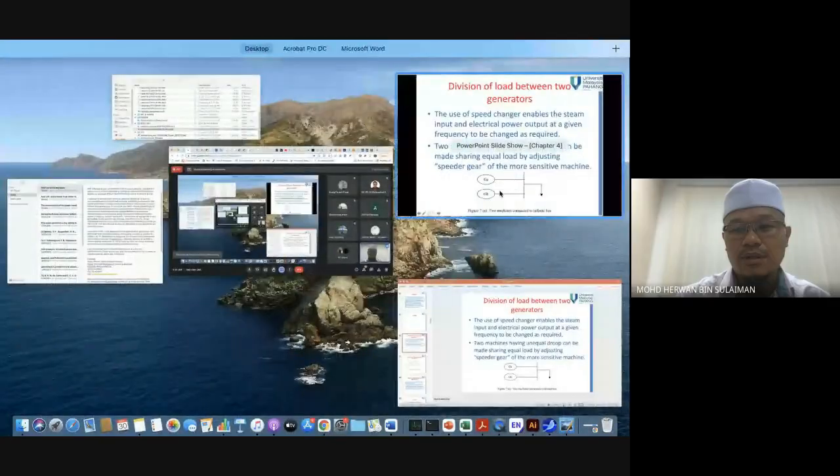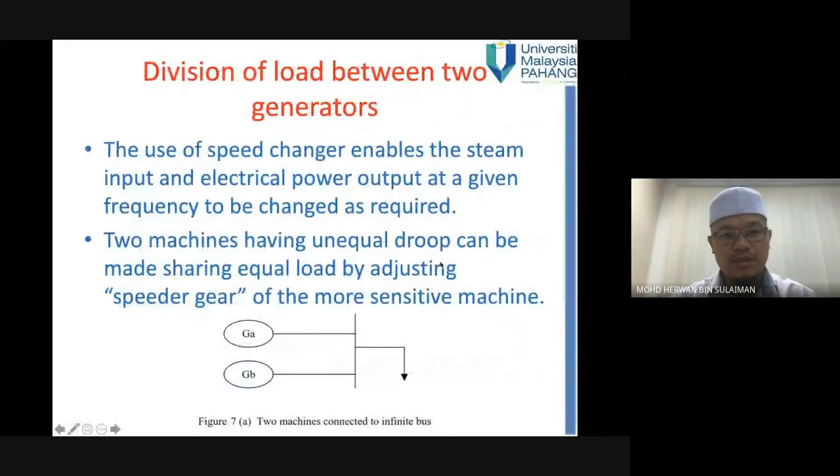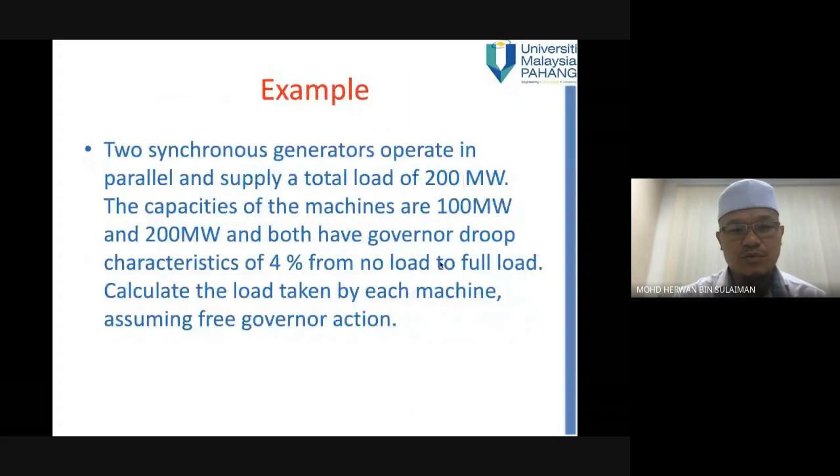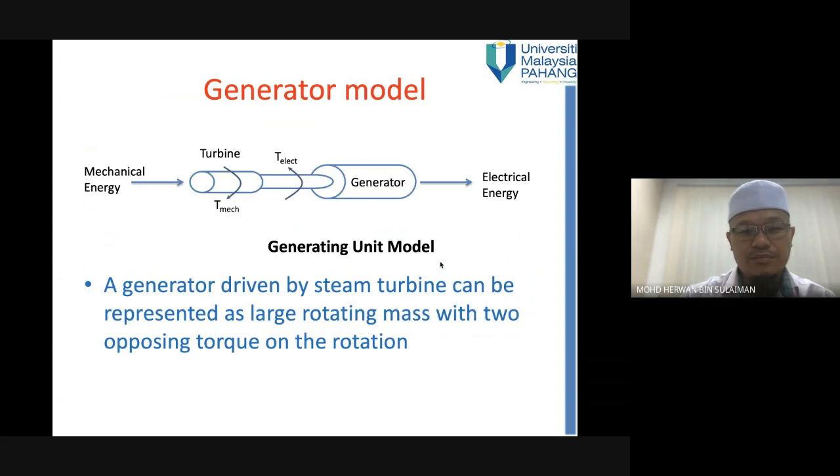Okay, we already discussed last week. We have discussed the division of load between two generators, in the last 2 weeks before your midterm semester break. Okay, we have looked at this example. Now we proceed with the model of our components.